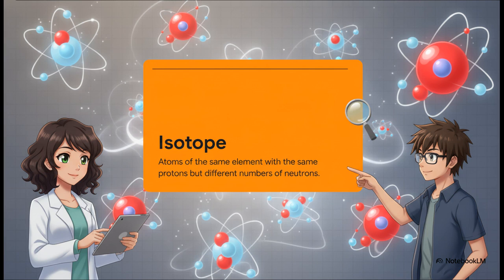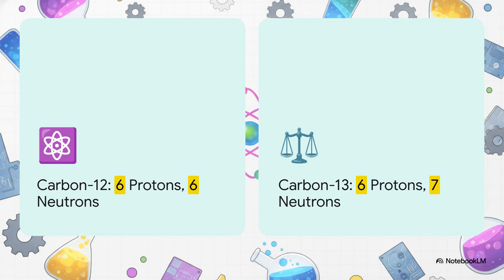And it's their fluctuating numbers that create what we call isotopes. Because they don't change the charge, adding or removing a neutron doesn't change the element's identity at all. It literally just makes it heavier or lighter. This is a brilliant illustration right here. Carbon-13 is essentially just a rarer, slightly heavier sibling of carbon-12.